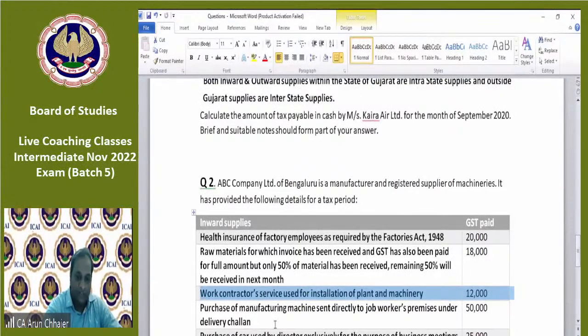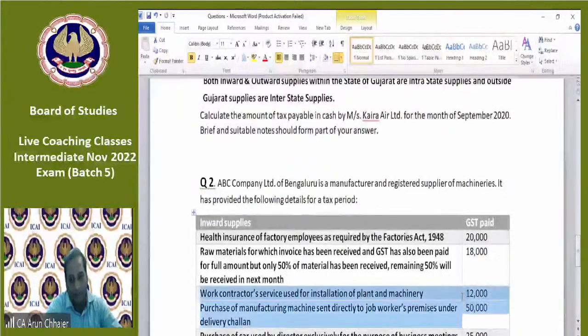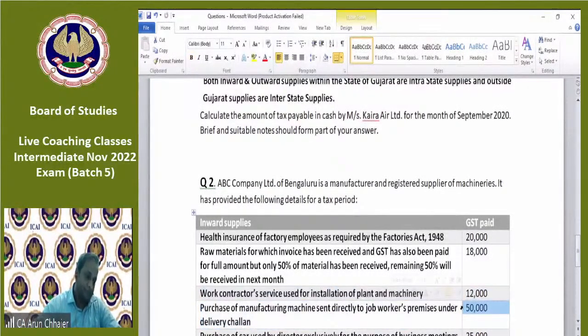Next, purchase of a manufacturing machine sent directly to the job worker premises under delivery challan, rupees 50,000 is the GST component. ITC available or not available, because the goods have been sent directly to the job worker on the basis of the delivery challan? What would be your answer? Please tell me the reason. Along with reasoning, kindly give me the answer.